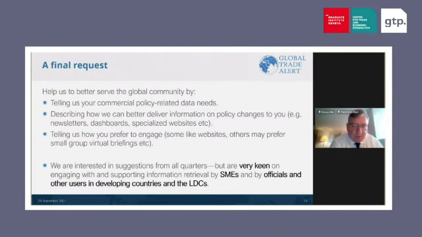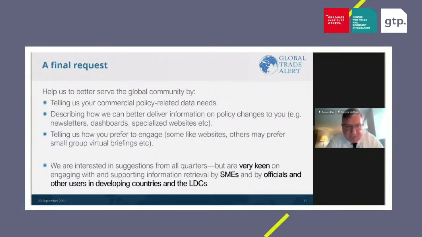There's also a question of how to engage. Some people like using our website, but one thing which we're considering doing in the future is holding virtual briefings on different topics. And if you want to join those or you have topics for those, then please let us know. So we are interested very much in the feedback that we can get to improve the quality of what we hope is a global public good.